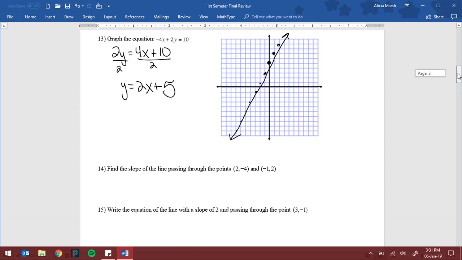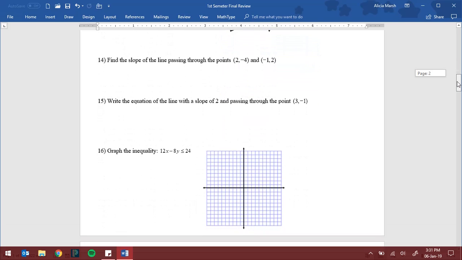Okay. Let's try the last 3 here. So I'm going to find the slope of the line passing through these points. Remember that formula is the rate of change formula. So change in y over change in x. So difference of the y's: -4 minus 2. And 2 minus a -1 is what I'm going to do. Since that's a double negative, I get to change to positive. So -6 over 3, or my slope is -2.